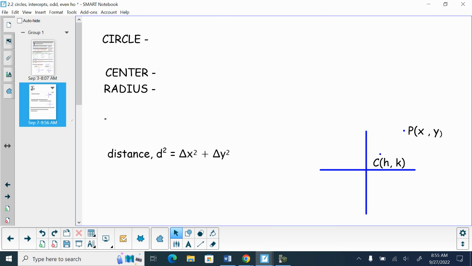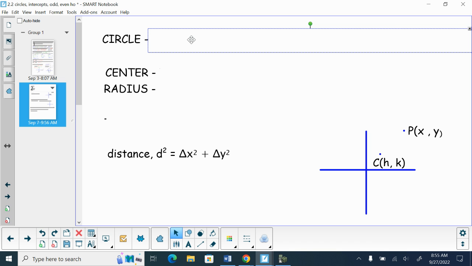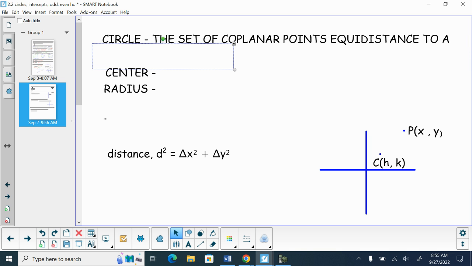We can also take a look at the idea of a circle. I don't know why they threw circles in with this section, but they do. Probably because they're dealing with graphs and coplanar things, coordinate planes. We talk about circles: a set of coplanar points equal distance from a given point.